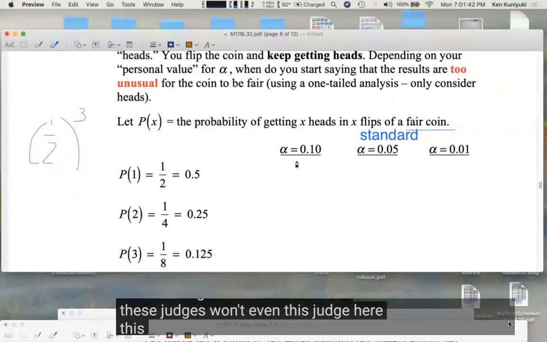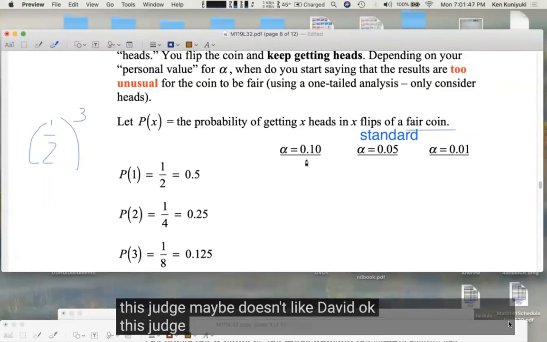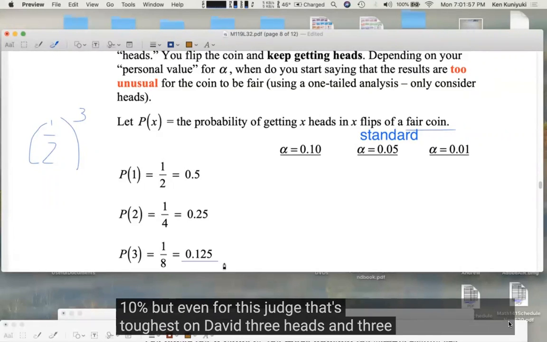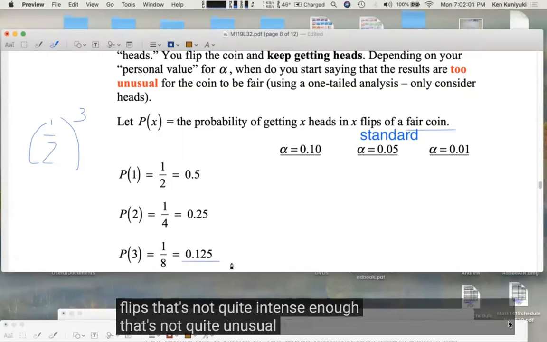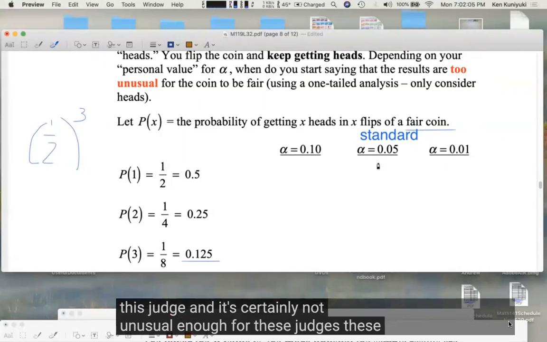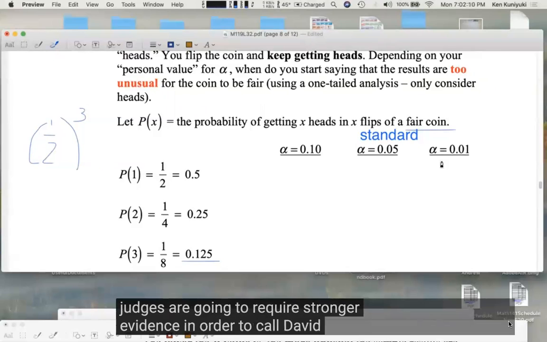Even this judge here, this judge maybe doesn't like David. Okay, this judge is already suspicious of David. So maybe this judge beforehand picked an alpha value of 0.10 or 10%. But even for this judge, that's toughest on David, 3 heads in 3 flips, that's not quite intense enough. That's not quite unusual enough, even for this judge. And it's certainly not unusual enough for these judges. These judges are going to require stronger evidence in order to call David a liar.